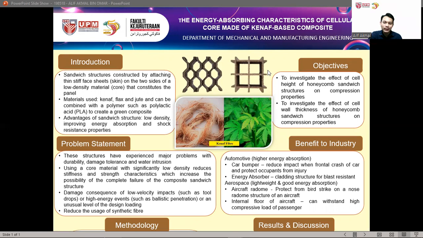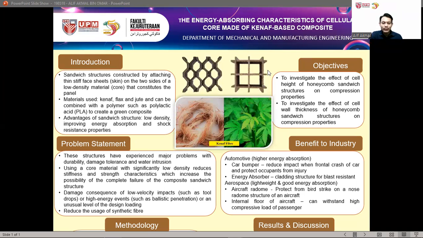Talking about this project, it actually comes from a few problems that researchers have experienced with Kenaf itself. One of them is that this structure has experienced major problems with durability, damage tolerance, and water intrusion. Other than that, using a core material with significantly low density, as I just mentioned, is also one of the problems nowadays, in which low density will reduce the stiffness and strength characteristics, which will increase the possibility of complete failure of the composite sandwich structure.